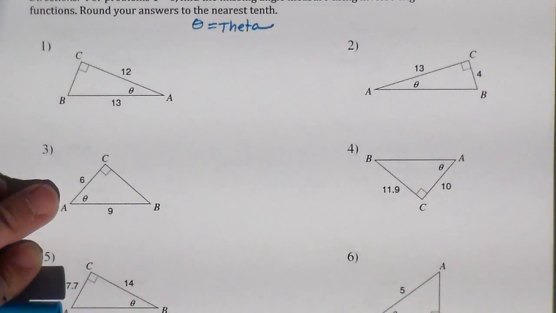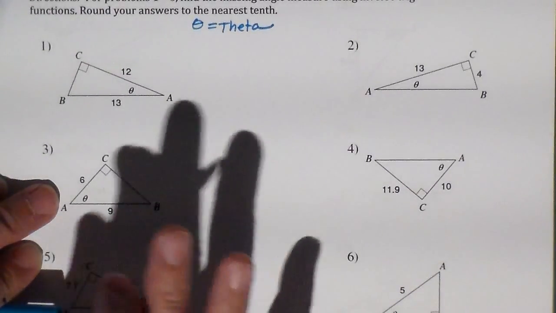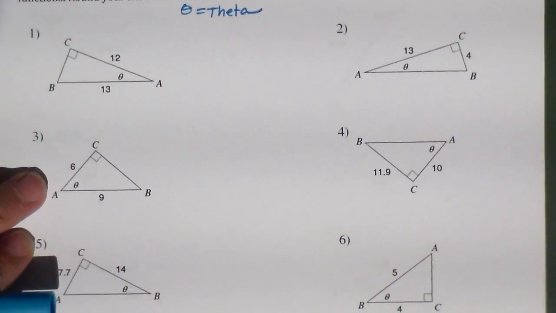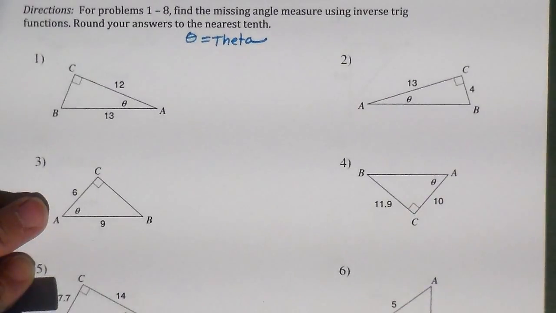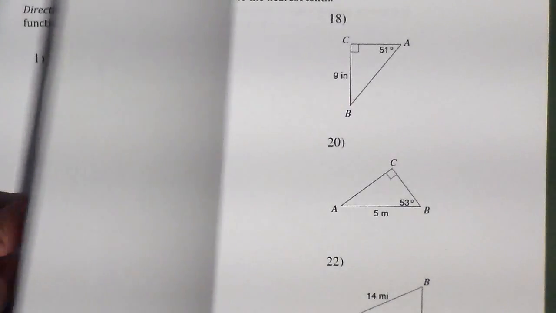So when we get into radians, you'll have x. X represents radians. So we're gonna do theta, which is degrees. So let's look at this. It says for problems 1 through 8, you're gonna find the missing angle measures. You use inverse trig functions, okay, and round the answers to the nearest tenth. Okay, find the missing values.